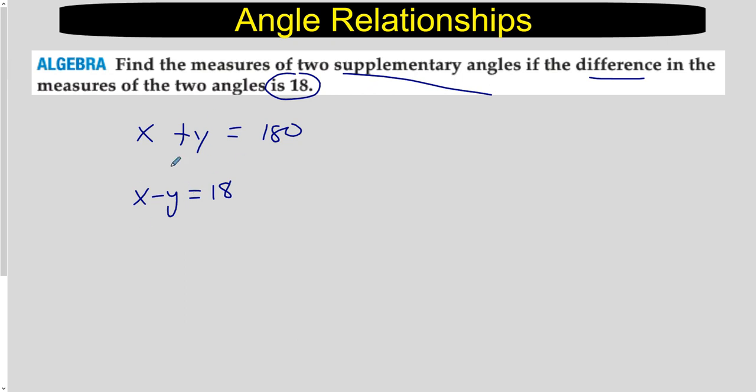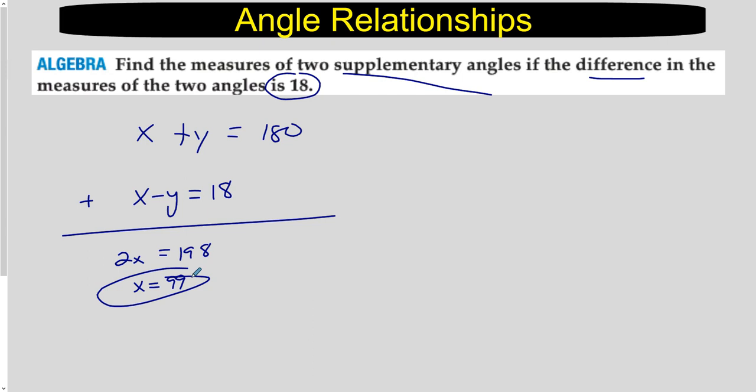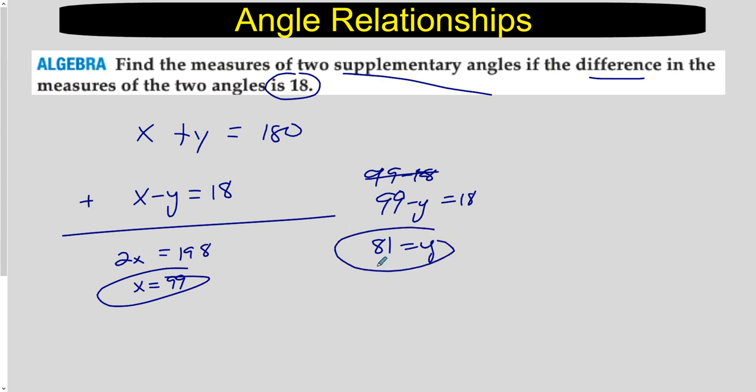This is a system of equations, and we know how to solve that, right? I can just add these two equations together. 2x, y plus negative y is 0, and 18 plus 180 is 198. Divide that by 2, and you're going to get 99. So if x is 99, that means that x minus y has to be 18. So 99 minus y equals 18. So I'd subtract 18 from both sides. We're going to get 81 equals y.